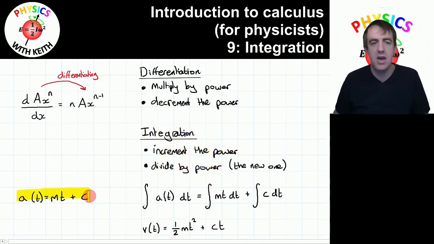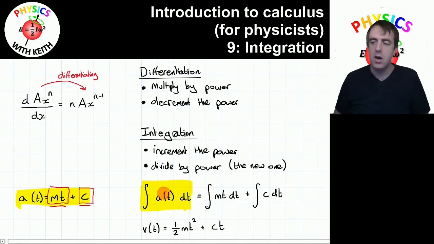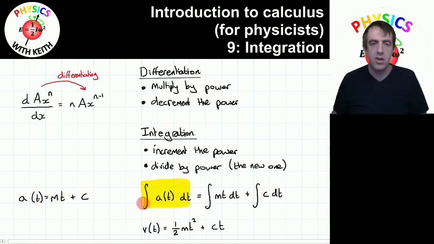So our expression for a as a function of time was this. And we are trying to decide what the integral a dt is equal to. Well, notice that this has got two parts to it. This plus this. So we can handle those two parts separately. I substitute for a, this entire equation, and then I've split it into the two different parts. This is the mt part, and this is the c part. This expression, we decided, was equal to the velocity at some time. That's what that expression was equal to.